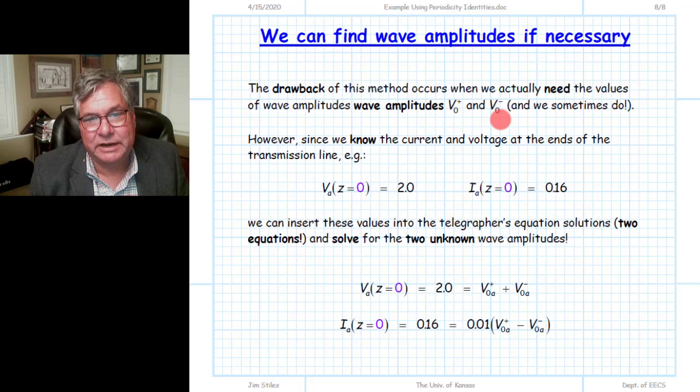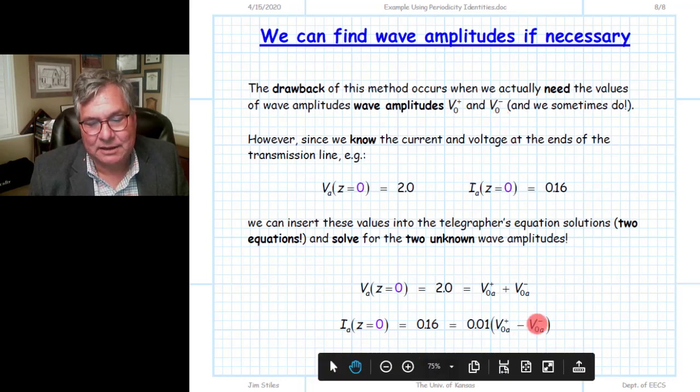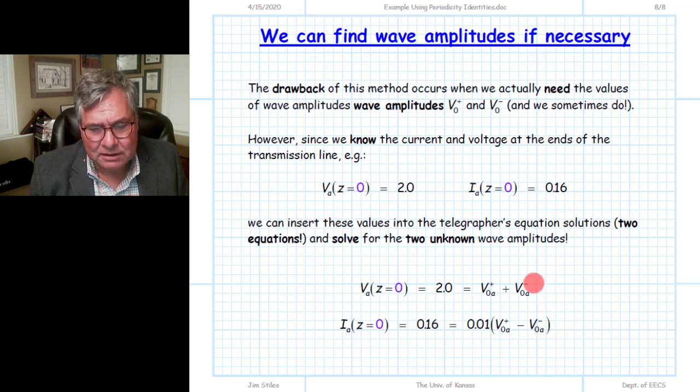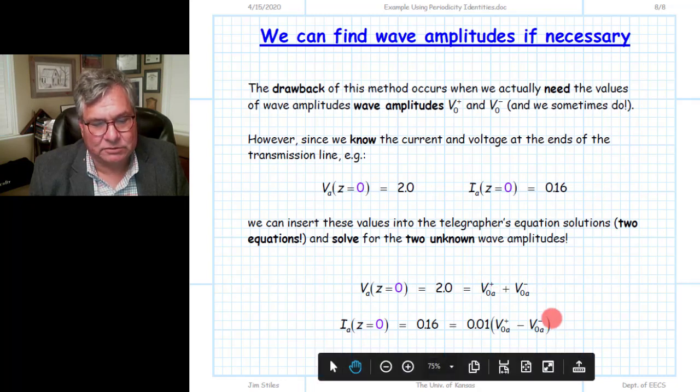And so if you do need something else, then you can stop and use the knowledge that you have for voltage and current at any point on the line and solve for the unknown wave amplitudes. So again, if you know the voltage and current at one end of the line or the other end of the line, you can use those to directly determine those unknown wave amplitudes.